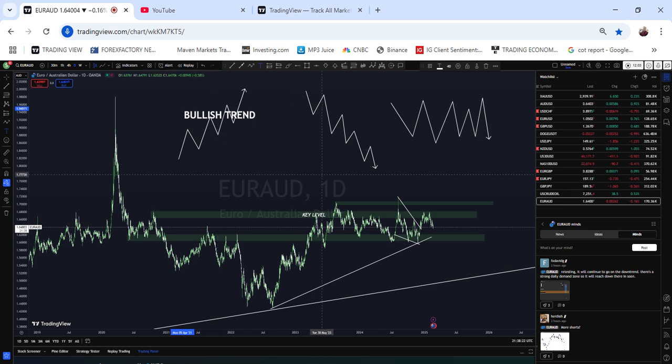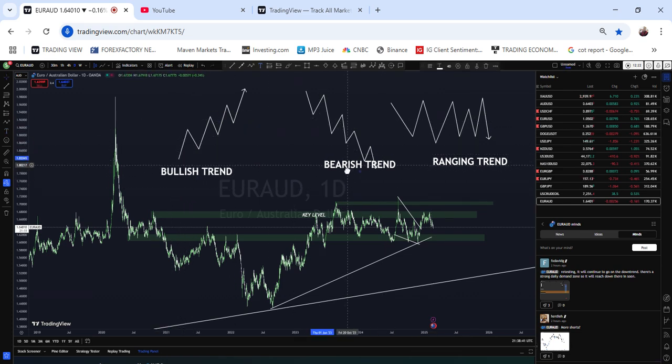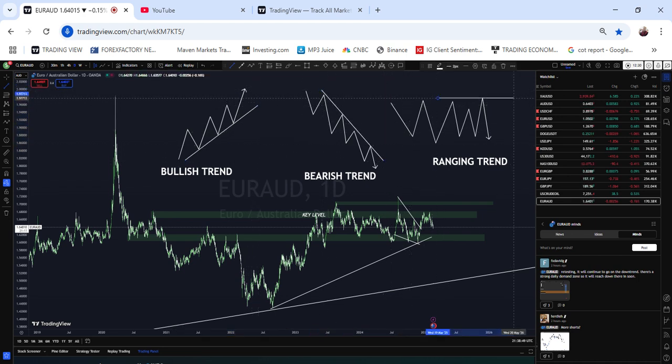Bullish trend, bearish trend. So this is here. This is it. And here you have it. This is a bullish trend. Connecting your trend line, you see it goes up. Connecting your trend line, you see it goes down. Then this one goes sideways, as you can see here now. That is what is called bullish trend, bearish trend, ranging trend.